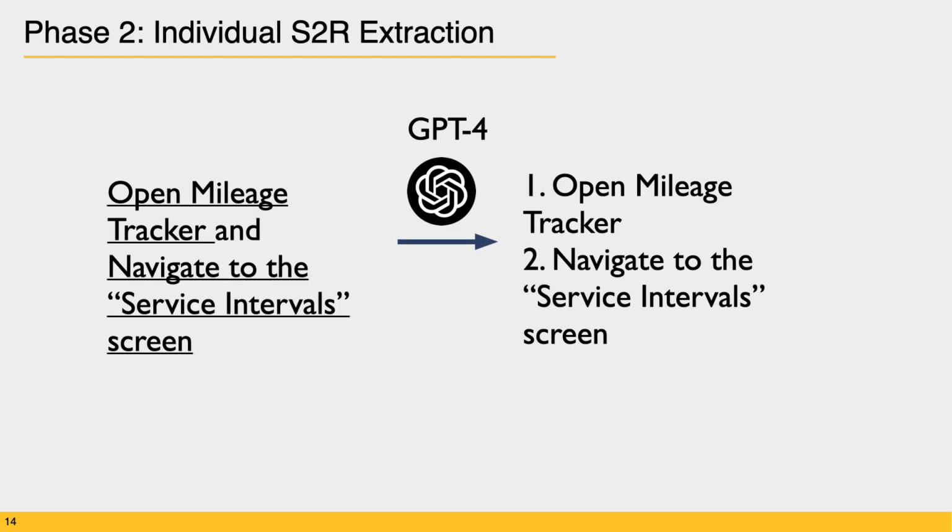There can be multiple individual S2Rs present in one S2R sentence. These are often connected by different prepositions or linkers. In this particular example, two individual S2Rs are connected by the preposition "and". In our approach, we separate each individual S2R with a prompt to GPT-4.